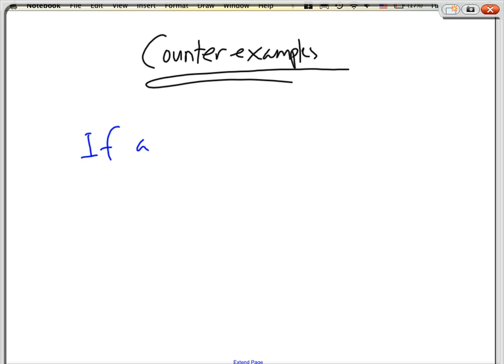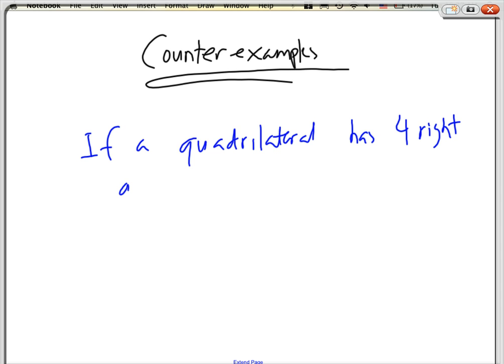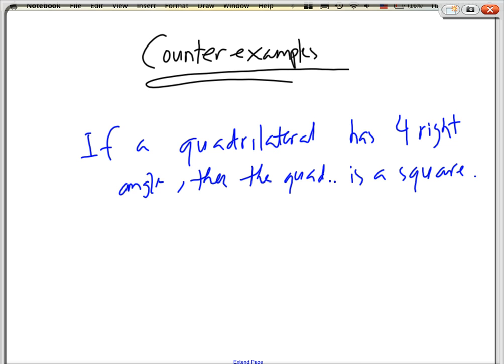If a quadrilateral has four right angles, then the quadrilateral is a square. First of all, what is a quadrilateral? A four-sided figure. Very general. Quadrilateral means a four-sided figure.